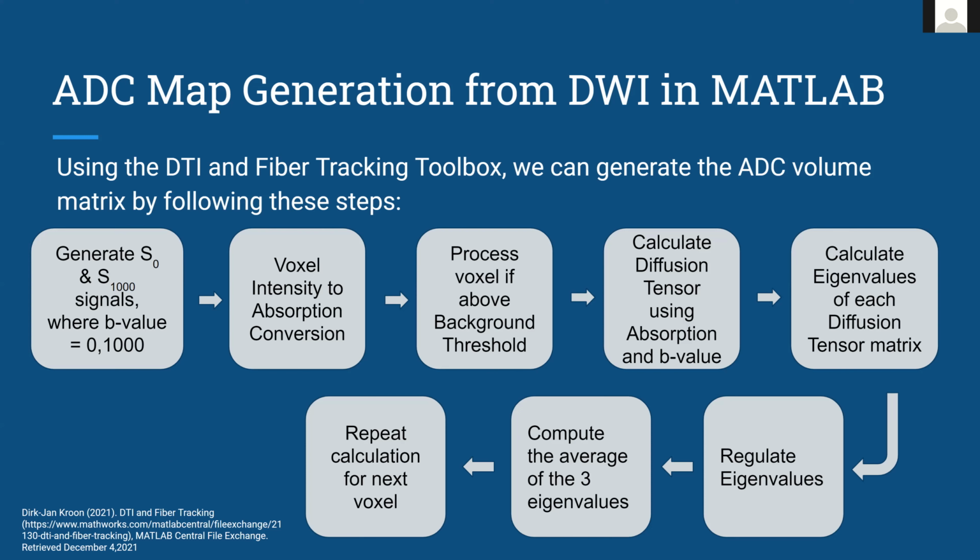And before we compute the average, we'll want to regularize this. The reason we want to do it is if we do find any negative values, that could be due to noisy image acquisition. So you want to regularize that. And then getting the average gives us the ADC value of that specific voxel. And then we can repeat this process for each voxel.